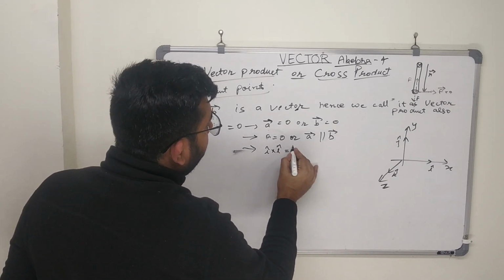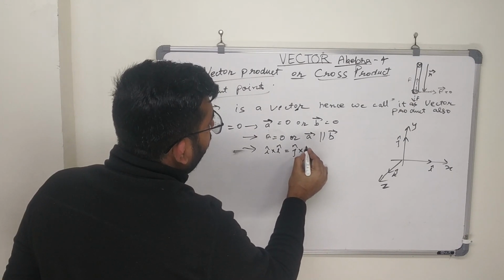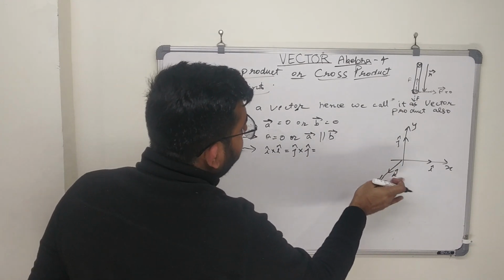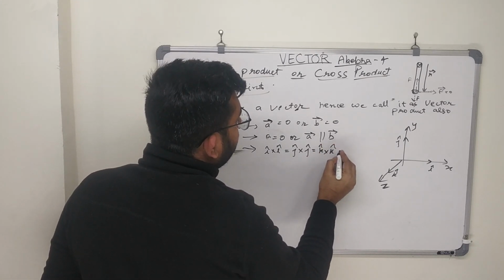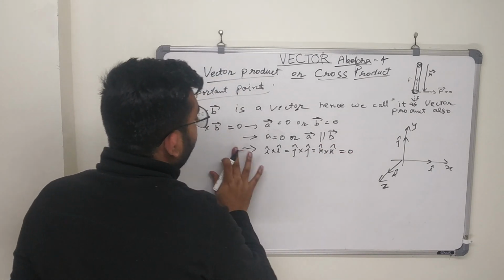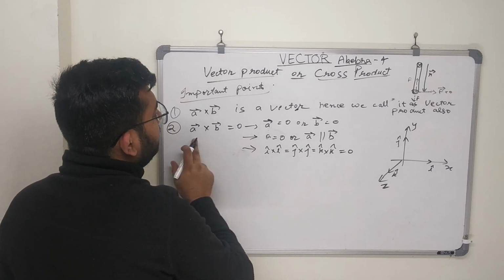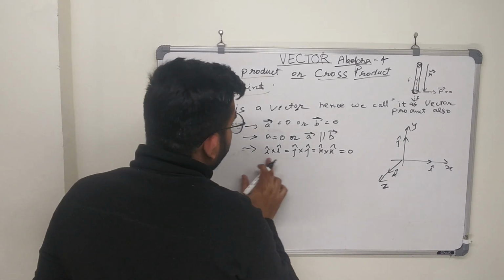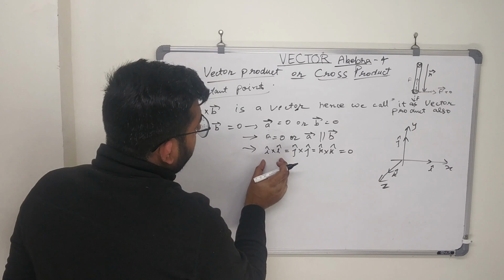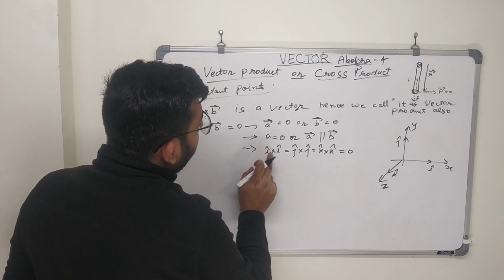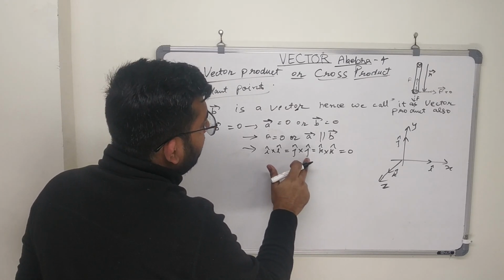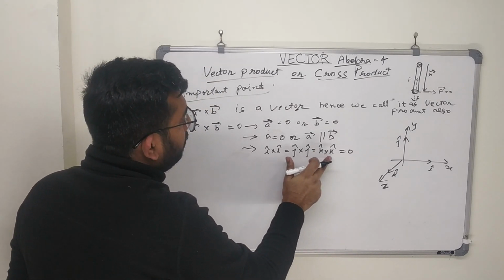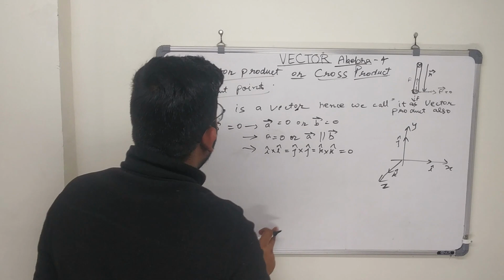Similarly, j cap cross j cap will also be equal to 0, and similarly k cap cross k cap will also be equal to 0. So with the help of this point, we can understand that i cap cross i cap is equal to 0, and j cap cross j cap is also equal to 0, and k cap cross k cap is also equal to 0.